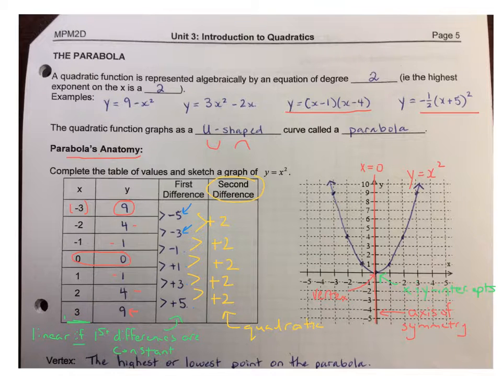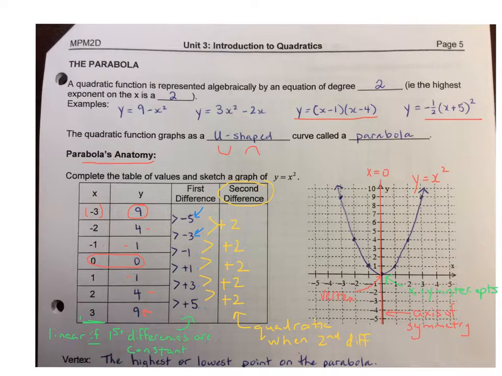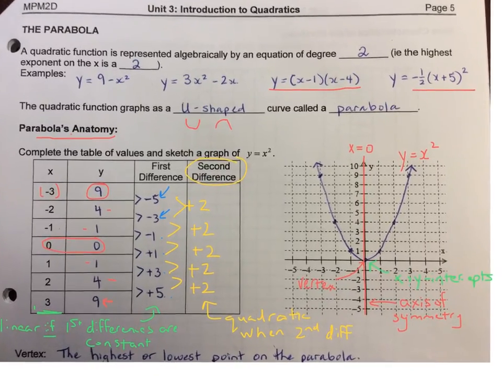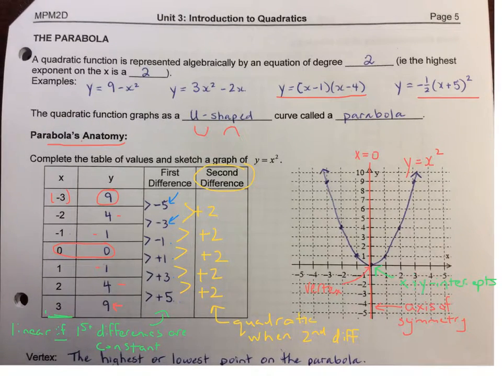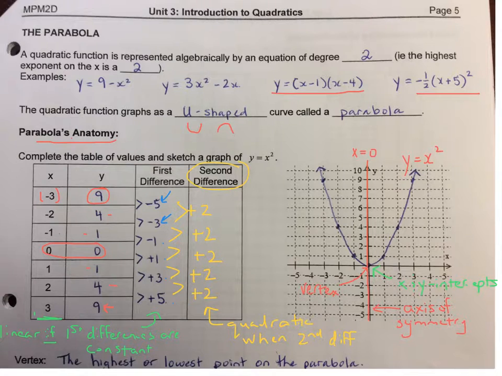Quadratic when or if second differences, I'm just going to put DIFF for differences, are constant. Okay, so when we get the same value every time for our second differences, we know that we have a quadratic. It will graph like a U-shaped curve.